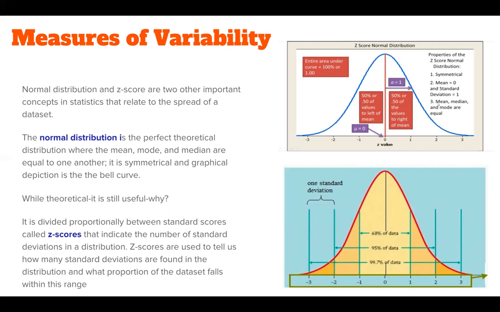And we'll talk about why this is in upcoming slides when we talk about skewness. But even though it doesn't really occur, it is still useful theoretically. That's because we use this concept of the normal distribution in order to establish what are called z-scores, or standard scores. This is based upon the normal distribution, and it establishes the number of standard deviations in a distribution. So z-scores are used to tell us how many standard deviations are found within a distribution and what proportion of the data set falls within this range.